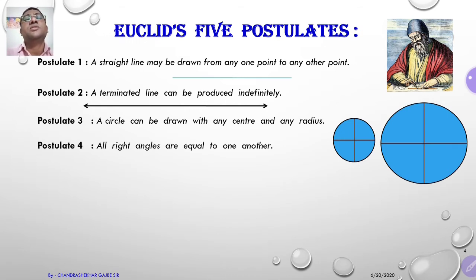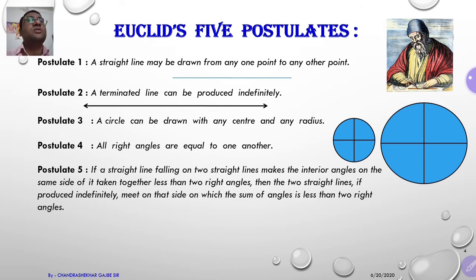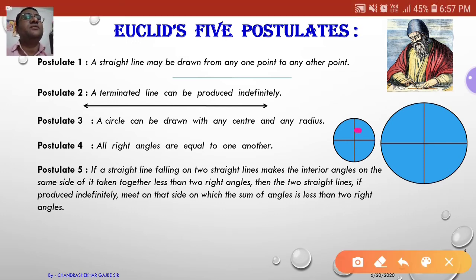Next postulate, postulate number 4: all right angles are equal to one another. That has a simple meaning. All right angles, not a triangle, all right angles will have a measurement of 90. That's why all right angles are equal to one another. You can take examples from that previous figure. You can check that here. These angles are always 90, these angles are always 90, so those 90 degree angles will be equal.